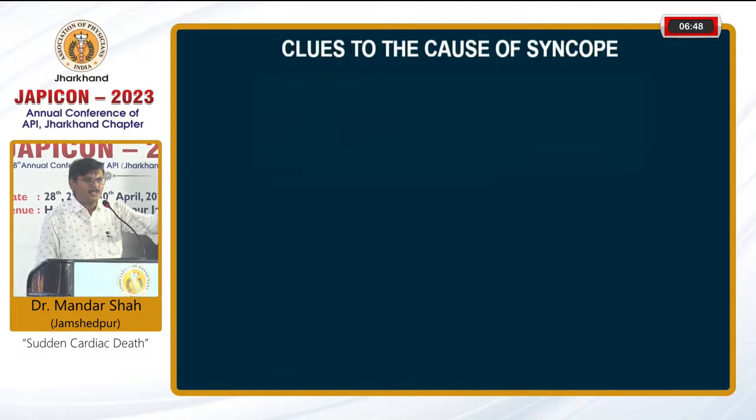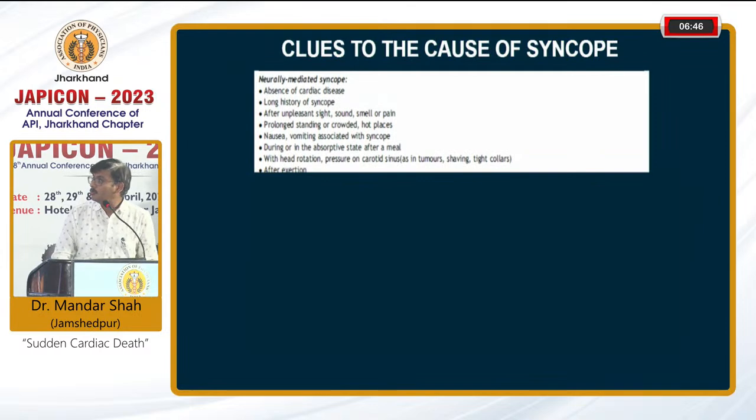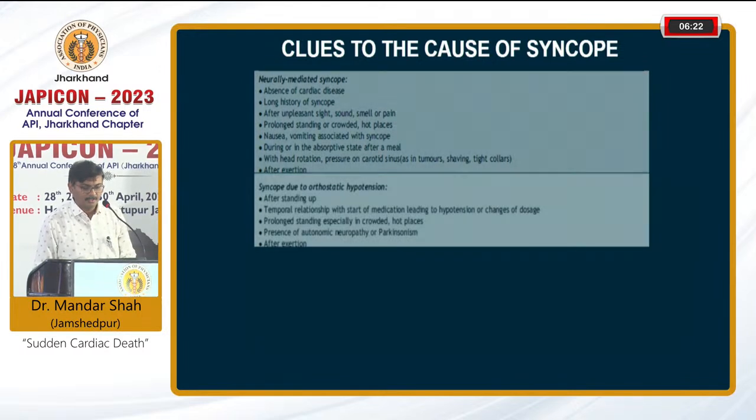And from your history, most of the time you will be able to get to the diagnosis, whether it is neurally mediated syncope, wherein the patient will say that he had fainting following an unpleasant sight, sound, there will be no cardiac history, or maybe the patient is standing in a crowded place, or more commonly, the patient has got up in the middle of the night to go to pass urine and he has fainted. So these are all suggestive of vasovagal syncope.